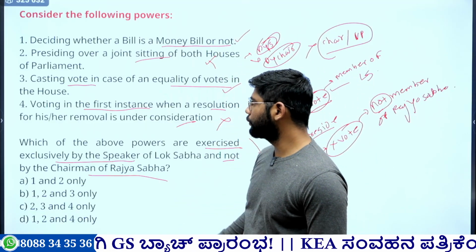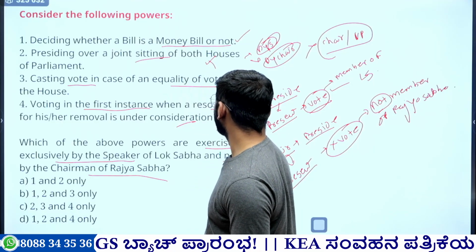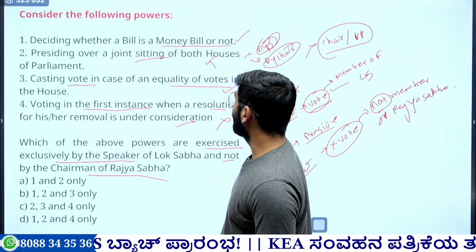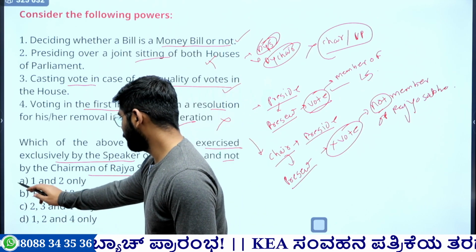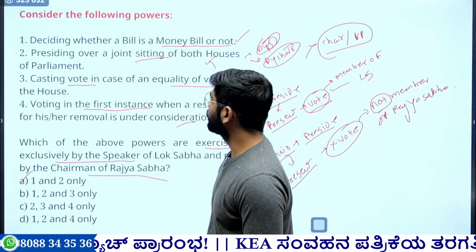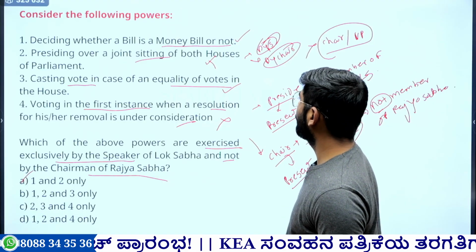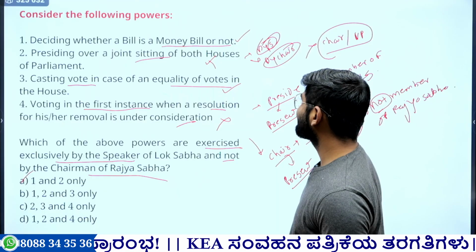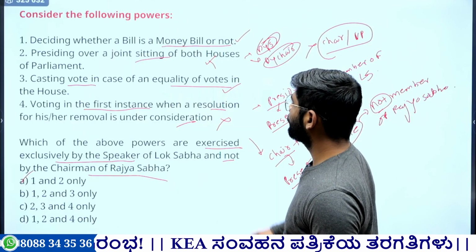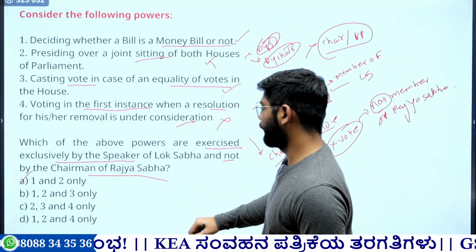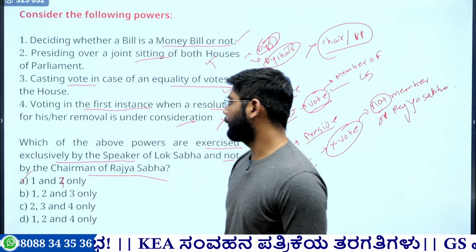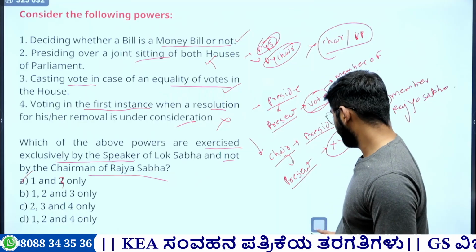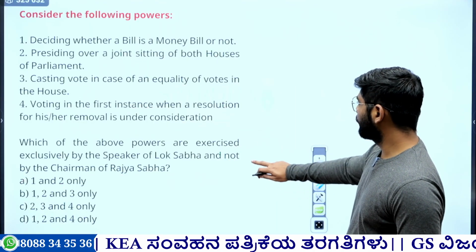Correct is only 2. Of the exclusive powers of the Speaker, only 2 are correct. So 1 and, I guess, casting vote in equality of votes. Yes, first and third are correct. So here it should be 3. So A will become correct. Okay, next question.